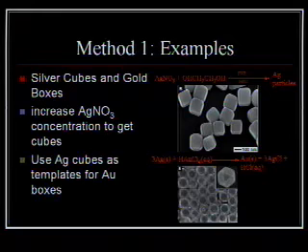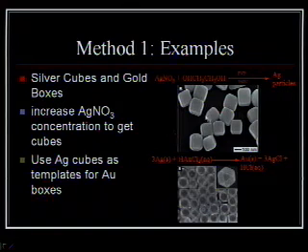So the first example is the synthesis of silver cubes, and then they use the silver cubes to form the silver boxes. So the general reaction is the reduction of silver nitrate in the presence of ethylene glycol, and polyvinyl pyrrolidone is used as the capping material for this reaction. And they said that if you increase the concentration of the silver nitrate, you'll form these cubes. And if it's below 0.1 molar concentration of silver nitrate, you'll get wire shapes instead of the cubes.